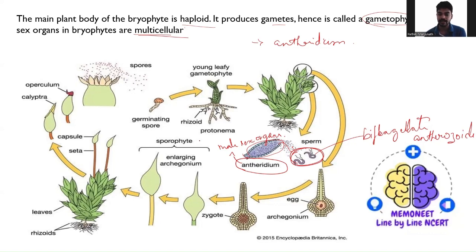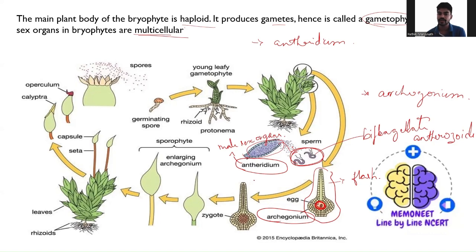Coming to the female sex organs, the female sex organ is the archegonium. What do you mean by archegonium? Here you can see the structure. This is the archegonium, the entire structure is called archegonium. You can see what kind of structure it is. It is a flask-shaped structure, right? It is a flask-shaped structure, and it normally produces a single egg.